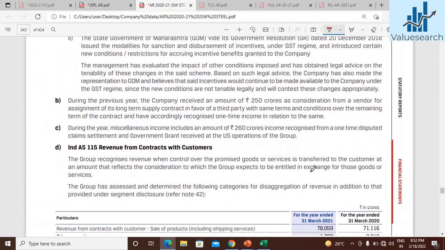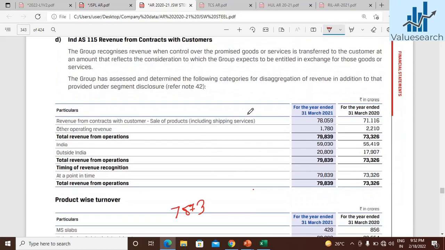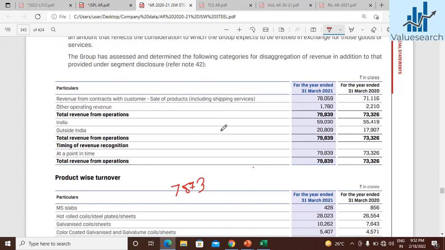Here if you just scroll down below, you will get the detail of it. Revenue from contracts with customers, sale of products including shipping services, other operating revenues, total revenue from operations. India this much, outside this much. So this is the consolidated number.